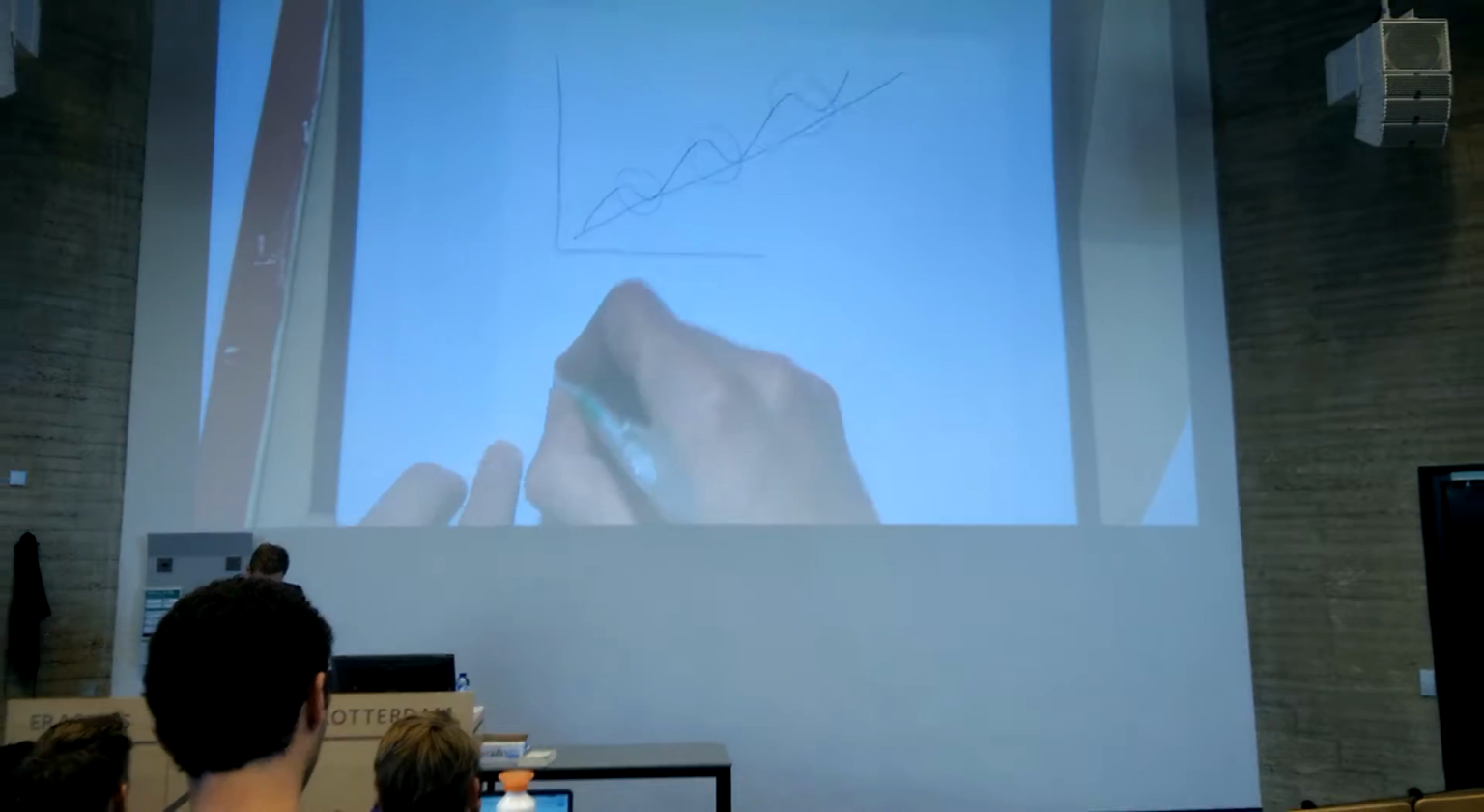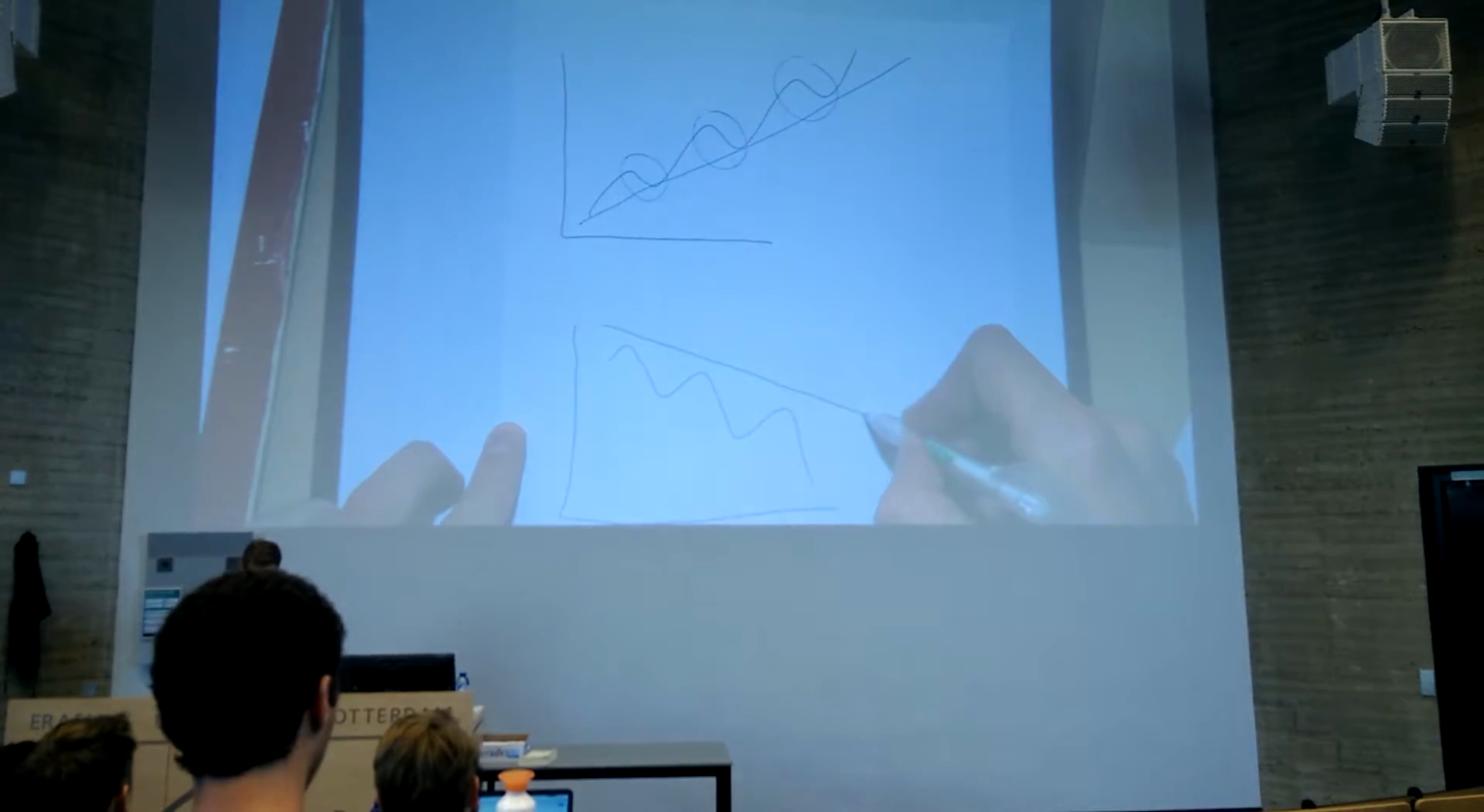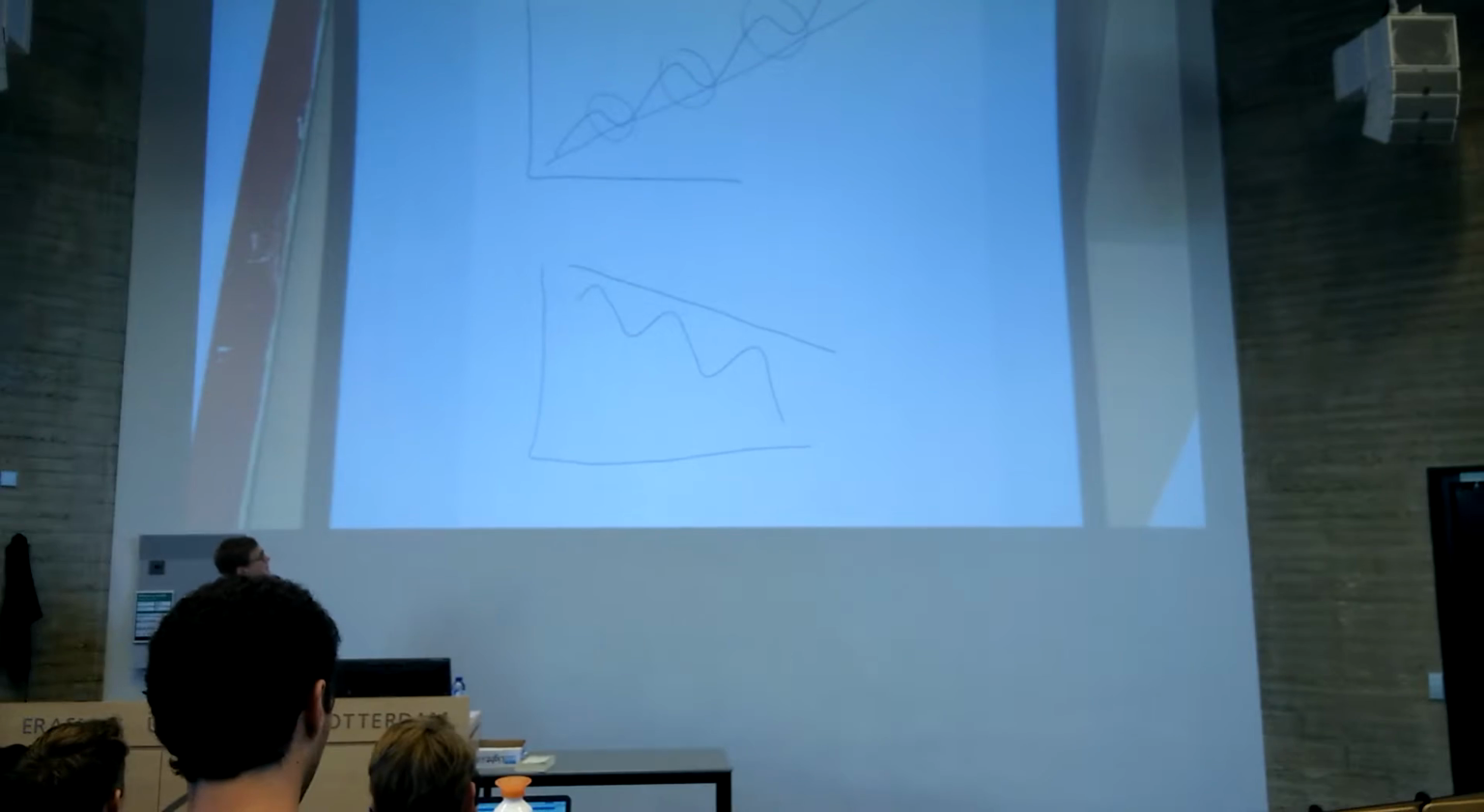The downward trend is pretty much similar, just the other way around. So you have lower lows and lower highs. The stock is simply declining.